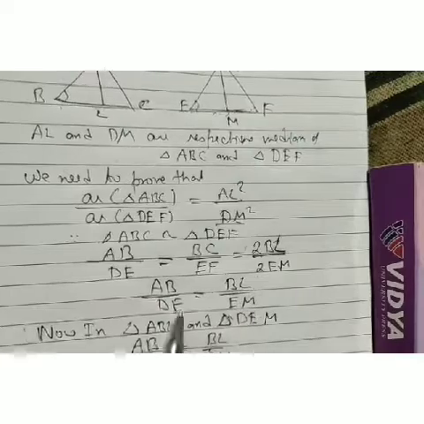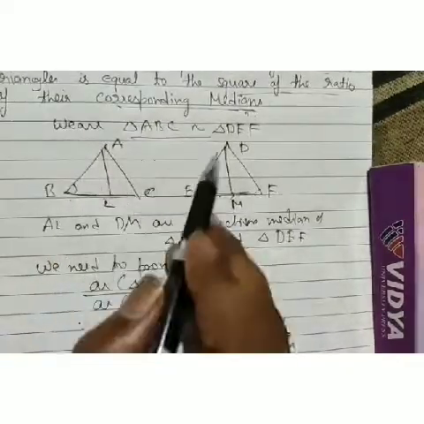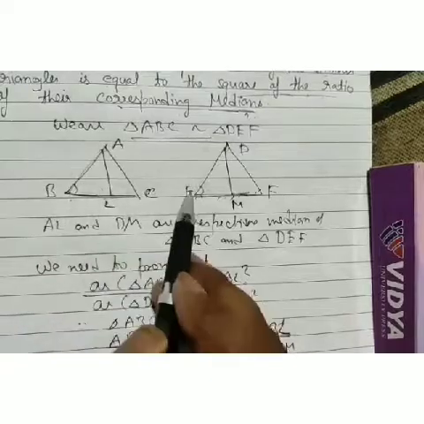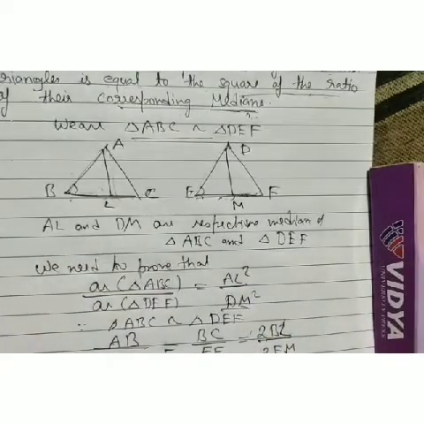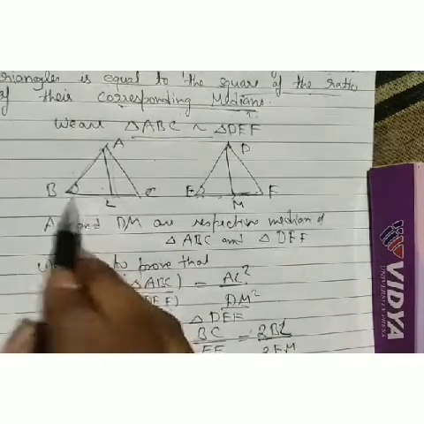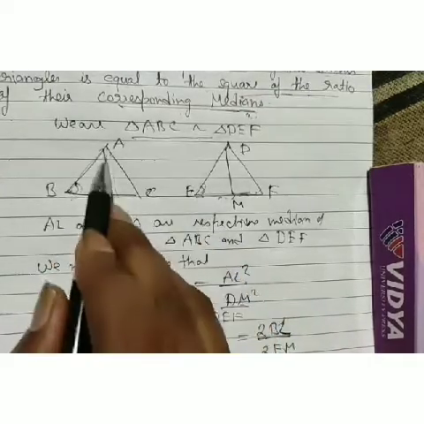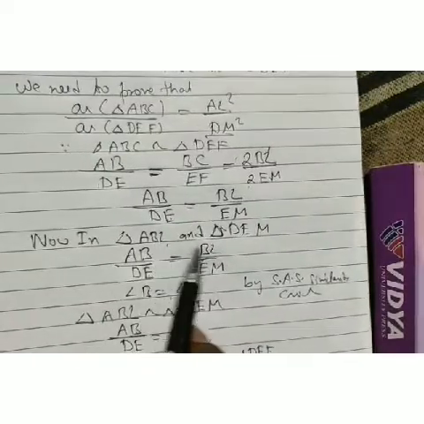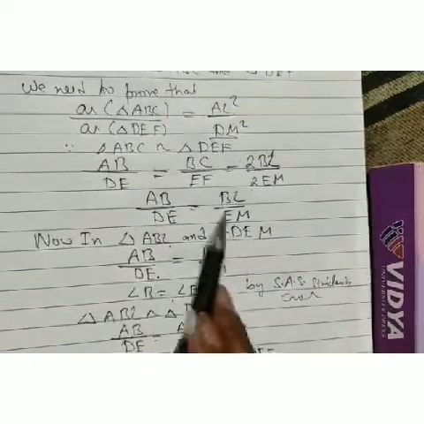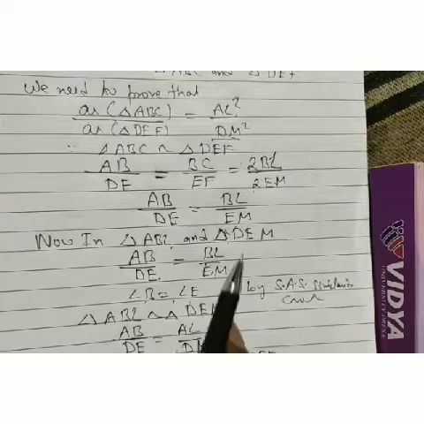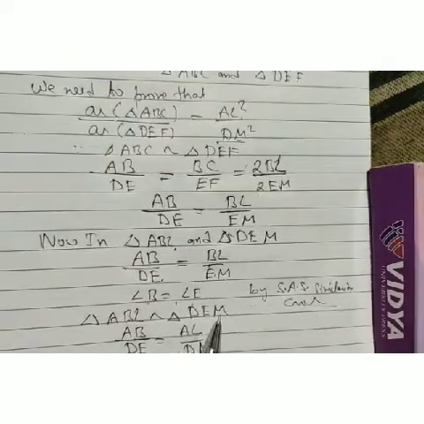Then we change it, and we get AB by DE is equal to BL by EM. Now in triangles ABL and DEM, we have AB by DE equal to BL by EM, and angle B and angle E are equal. By the SAS similarity criterion, these triangles are similar.